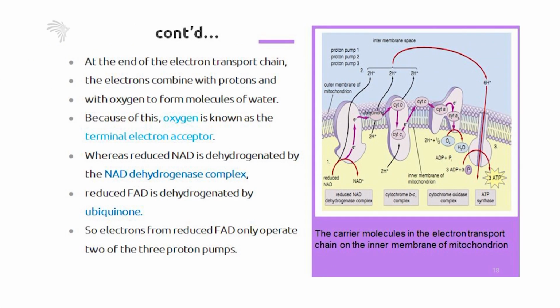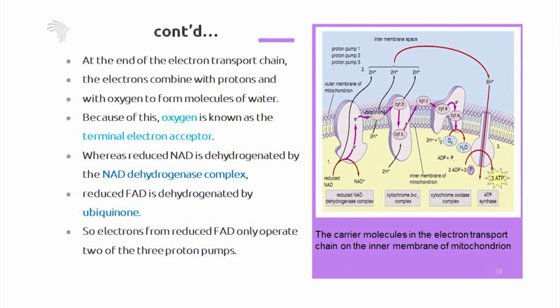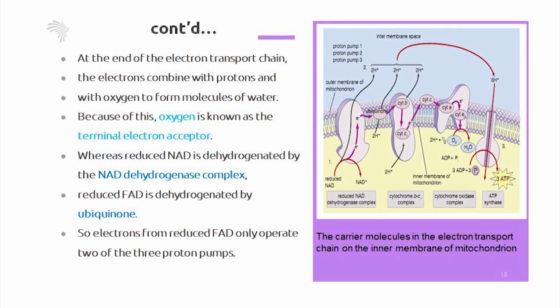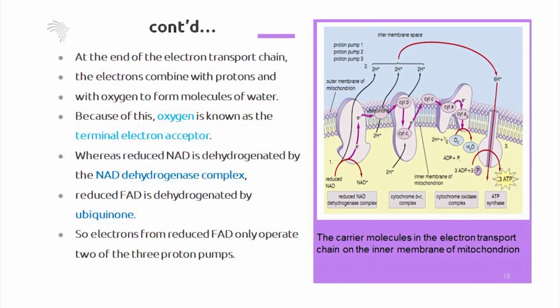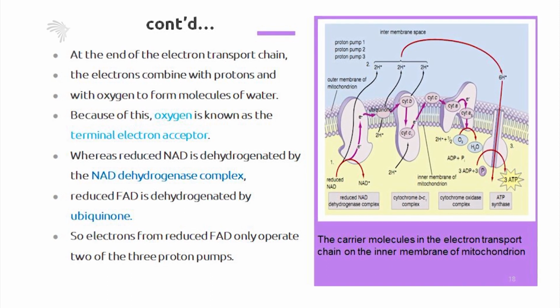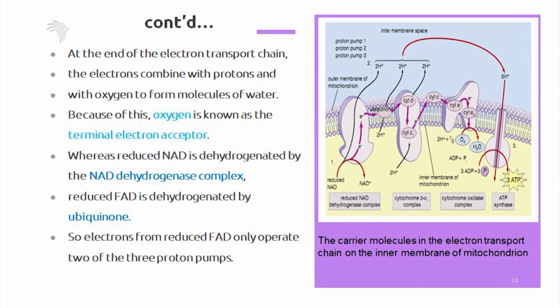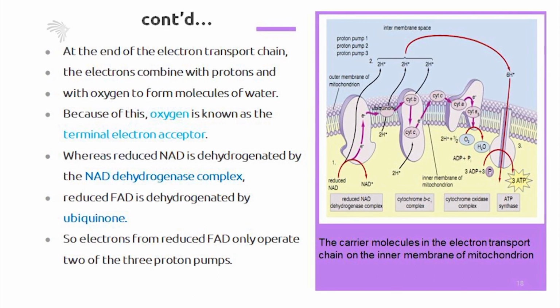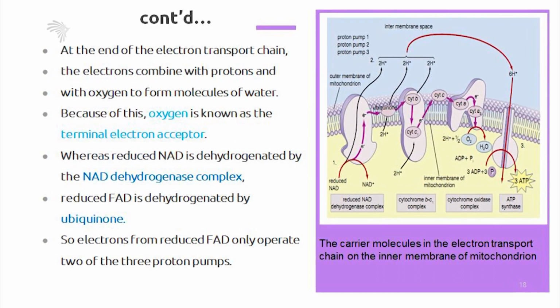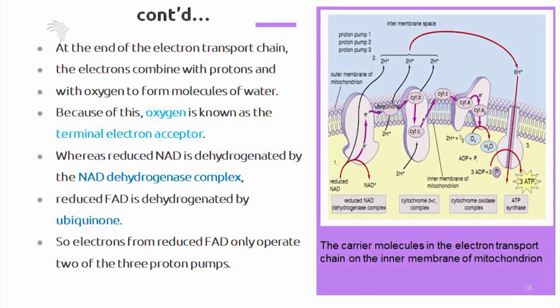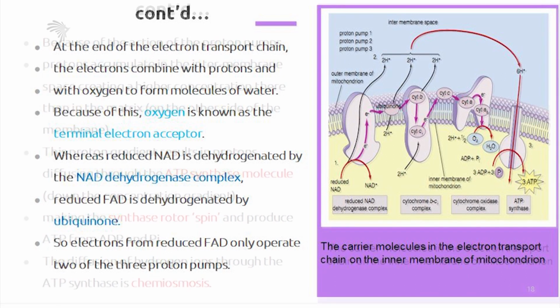At the end of the electron transport chain, the electrons combine with protons and with oxygen to form molecules of water. Because of this, oxygen is known as the terminal electron acceptor, whereas the reduced NAD is dehydrogenated by the NAD dehydrogenase complex. Reduced FAD is dehydrogenated by ubiquinone. So electrons from reduced FAD only operate two of the three proton pumps.